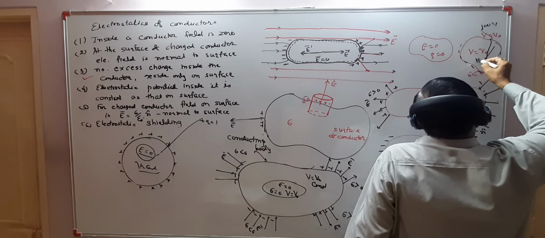Now we have to prove this statement. For charged conductors, the field on the surface is E vector equal to sigma by epsilon 0 n cap, where n cap is the unit vector normal to the surface.